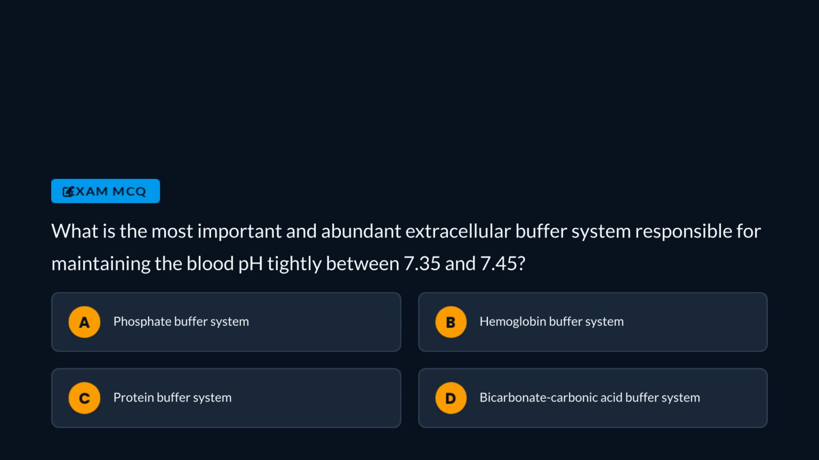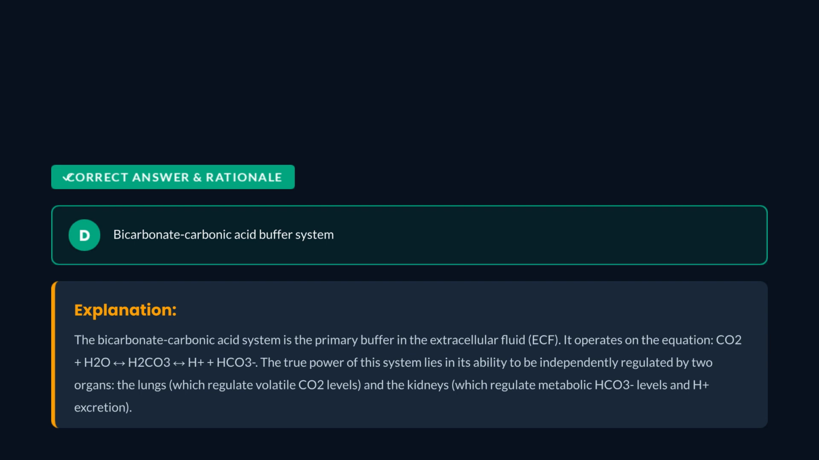What is the most important and abundant extracellular buffer system responsible for maintaining the blood pH tightly between 7.35 and 7.45? The primary buffer is the bicarbonate-carbonic acid buffer system. Its strength lies in its dual regulation by the lungs controlling CO2 and the kidneys controlling bicarbonate and H+ levels.